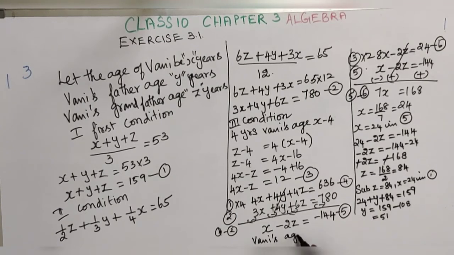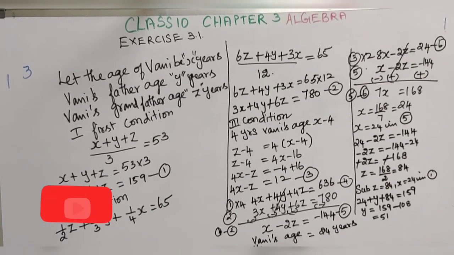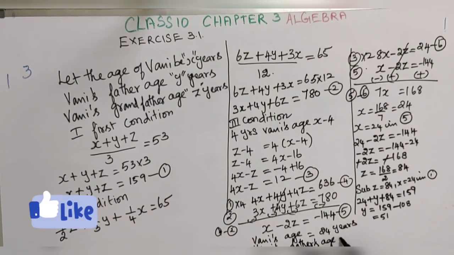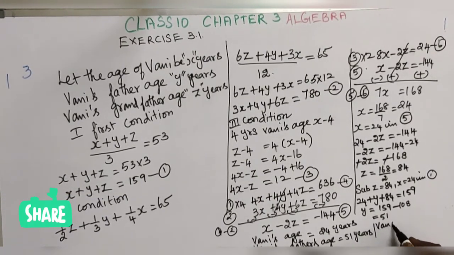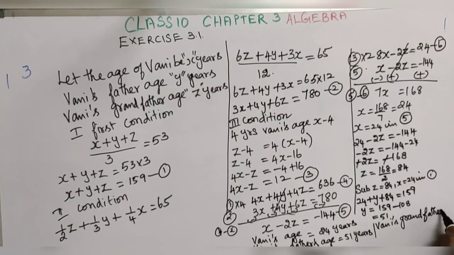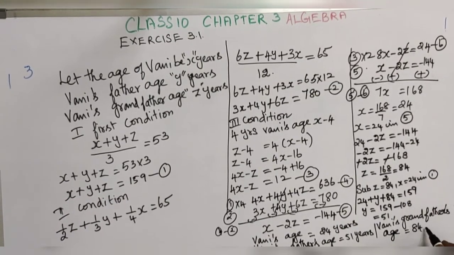Vani's age equal to 24 years. Vani's father's age equal to 51 years. Vani's grandfather's age equal to 84 years.